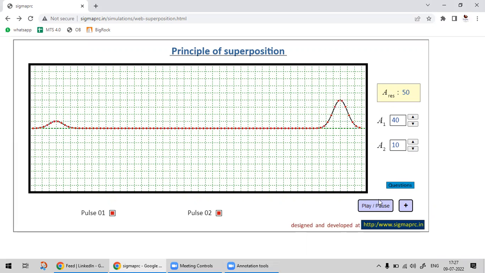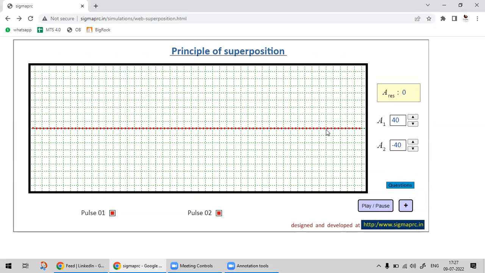Right? Then furthermore, we can keep the amplitude of one of the pulses at plus 40 and we will decrease the other one to negative. And we'll see what happens when the pulses superimpose each other. And there we see, yes, for a moment they vanish and still they continue the journey after that.